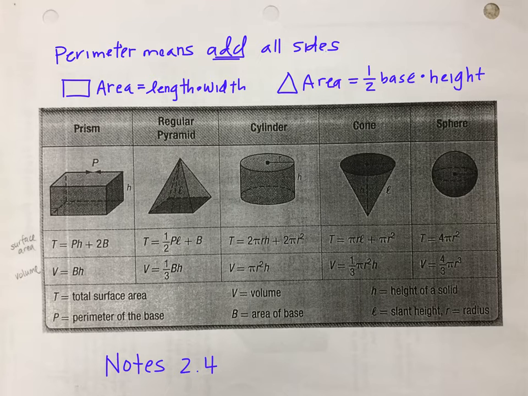Perimeter means to add all sides. The area of a rectangle is length times width, and the area of a triangle is base times height. Pause it until you get that written down, because we're going to be using all of these formulas today.